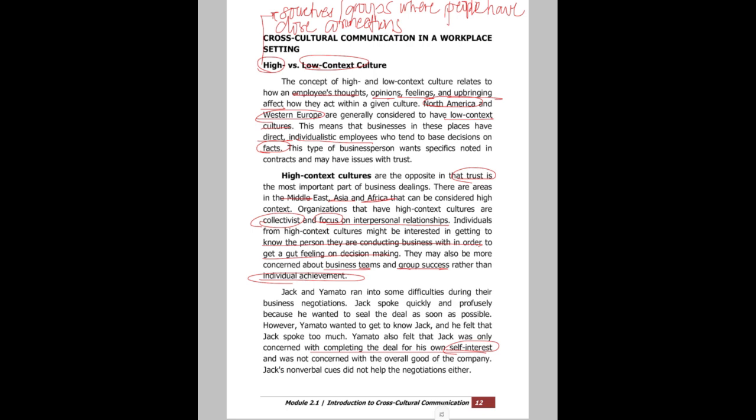So Jack's nonverbal cues did not help the negotiations either. So ibig sabihin, kung hindi maayos yung pakikipag-communicate ni Jack at may ibang na-feel si Yamato, ibig sabihin hindi rin magiging maayos yung deal nung negosyo or hindi rin nila maiko-close yung negotiation.